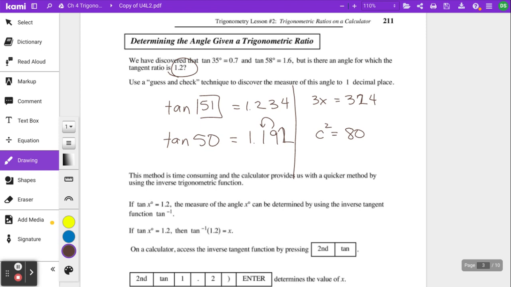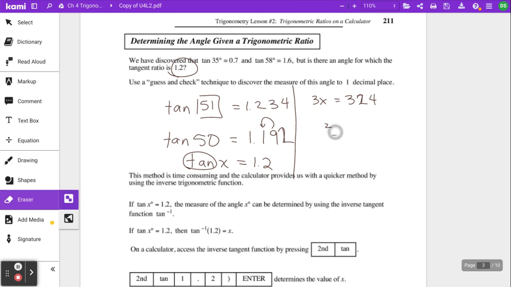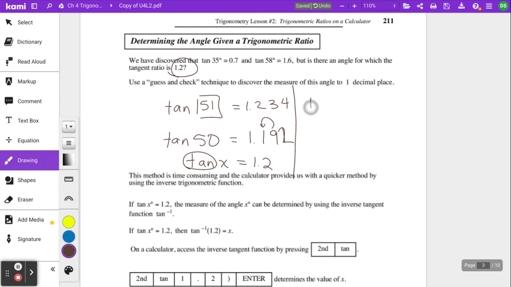You with me? Okay. When you have tangent of something equaling 1.2, the only way to get rid of this tangent is to do the opposite operation of tangent. Now, here's what you can't do. Ready? You can no more do this. Just watch for a second. You cannot do this any more than you can do this.